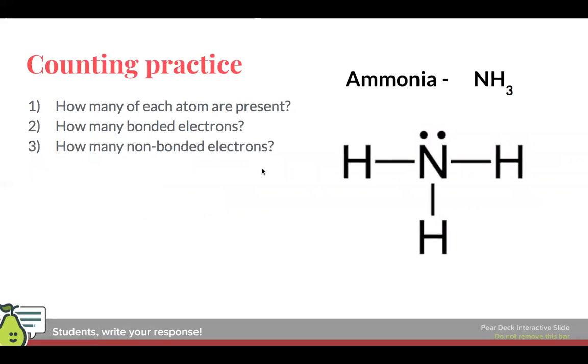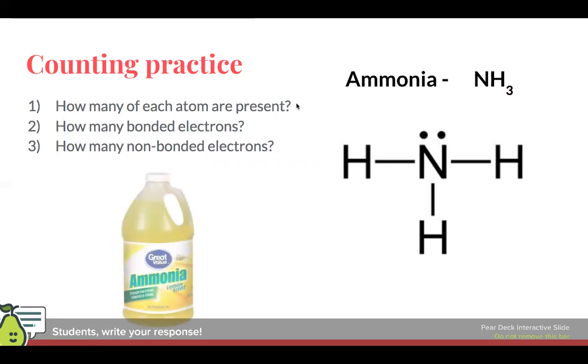Getting into some counting practice. So again, this is that time where you need to pause because I'm just going to run through the explanations on these. So you need to pause on these and practice before I do them. So pause now. Ammonia. How many of each atom are present? One nitrogen atom, three hydrogen atoms. How many bonded electrons? Well, we need to answer how many bonds first. 1, 2, 3 bonds. Each bond is worth 2, so 6 bonded electrons. How many non-bonded electrons? 1, 2, so 2 non-bonded. So this is 6, this is 2, this is 1 nitrogen, 3 hydrogens.